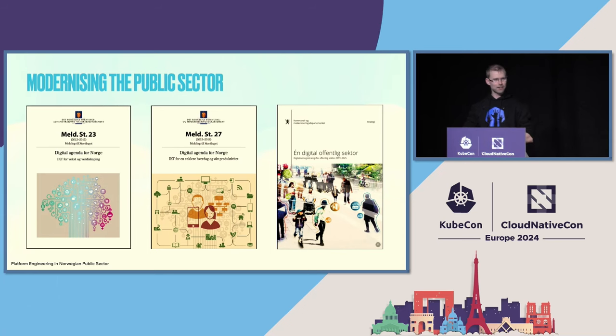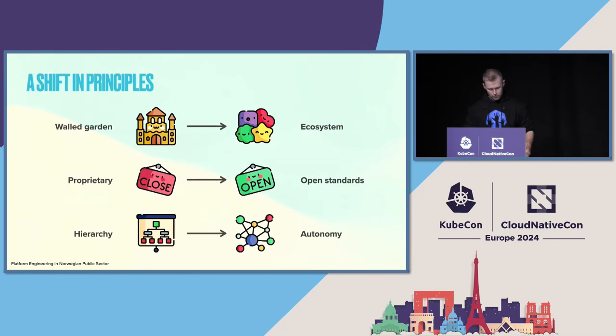And they have graduated, seeing that digital technology is so important for the public sector, and we need to be more unified and have a cohesive user experience. A very ambitious goal, but it says something, even from the political standpoint. And these strategies created a shift in principles from a very walled garden, locked in, into more of an ecosystem. They also shifted from relying primarily on proprietary tools, standards and vendors into more open standards and open source. And they moved a little bit away from a very strict focus on hierarchy into more autonomy. And we see that reflected in more and more organizations in the public sector in Norway.